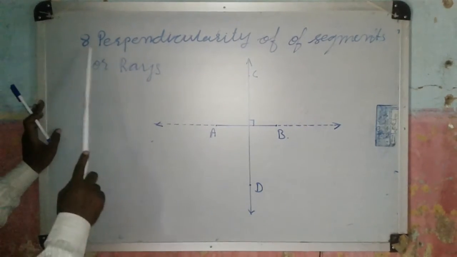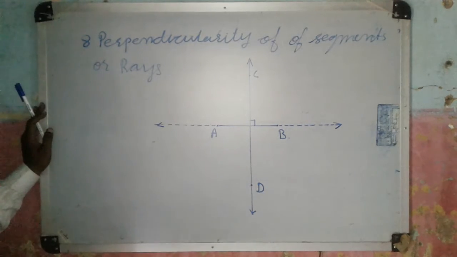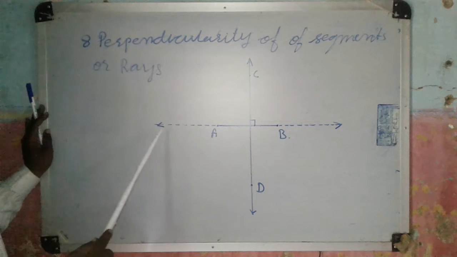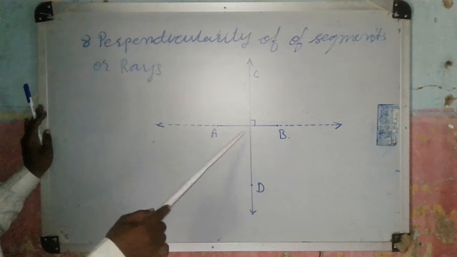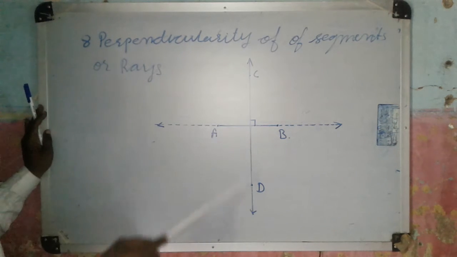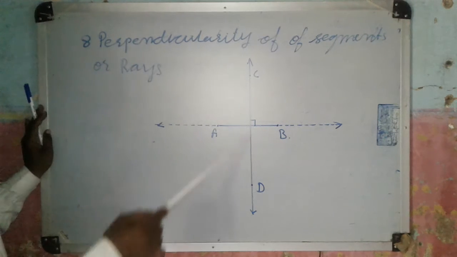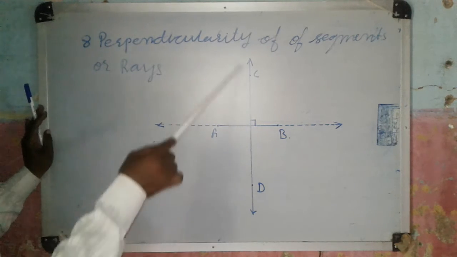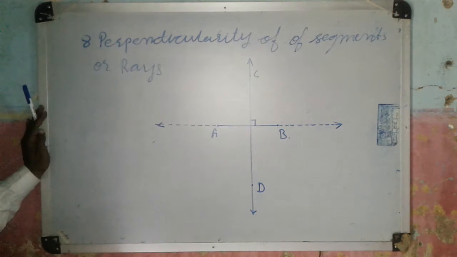Now see in the figure, the next: perpendicularity of segments or rays. Now see here, line AB. This line AB contains segment AB. Also, this line AB contains ray AB. The other line CD also contains segment CD. And also this line contains ray CD, ray DC. And these two lines are perpendicular to each other.